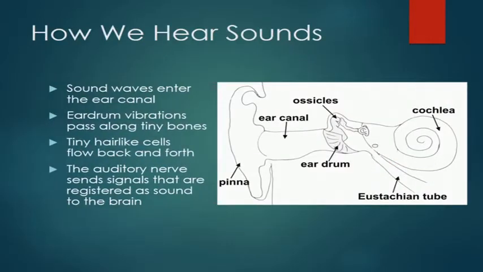How we hear sounds. Sound waves enter the ear canal. The eardrum vibrations pass along tiny bones. Tiny hair-like cells flow back and forth. The auditory nerve sends signals that are registered as sound to the brain.